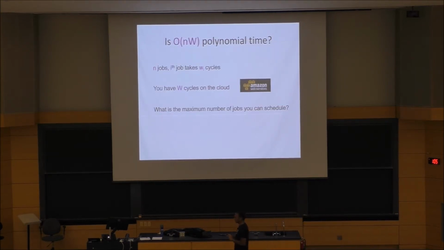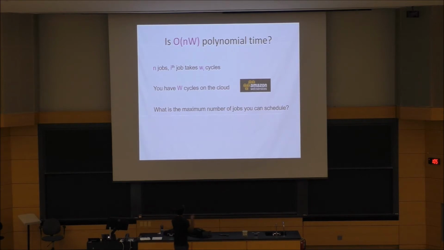So one question that I talked about briefly, and I want to stress again, because there always seems to be confusion about what the actual input size is. So in this case, let's say you have n jobs, and the ith job takes wi cycles, right?